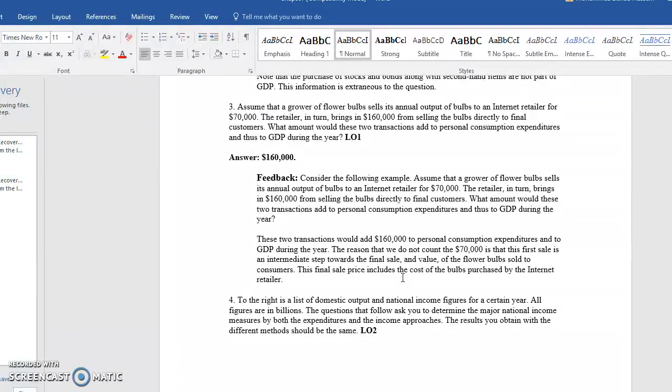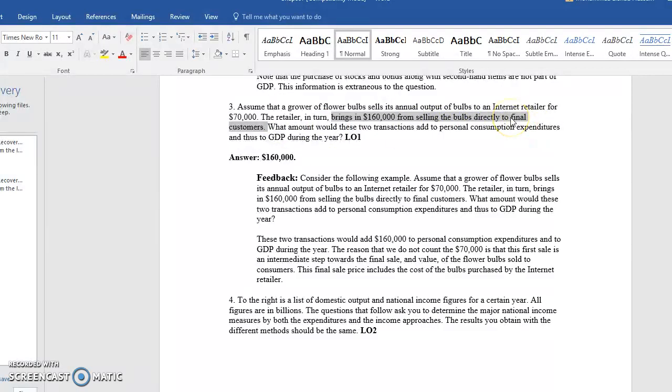And the next question, question number 3, is telling us, assume the grower of a flower bulb, so they produce flower bulbs, sells its annual output of bulbs to an internet retailer for $70,000. So the internet retailer is buying flower bulbs from the producer for $70,000, and then the retailer brings in $160,000 from selling bulbs directly to final consumers.